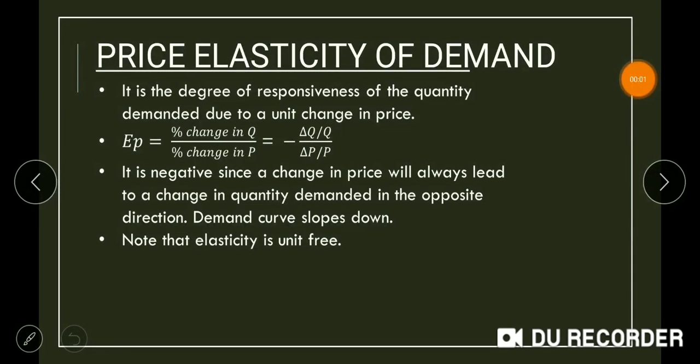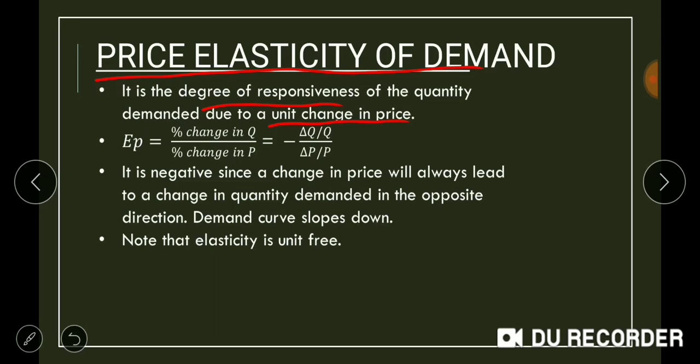By elasticity, we generally mean responsiveness. Now we study the price elasticity of demand in detail. It gives a degree of responsiveness of the quantity demanded due to a unit change in price. That is, it shows by how much the quantity demanded of a good increases or decreases depending on an increase or decrease of the price of the respective good.